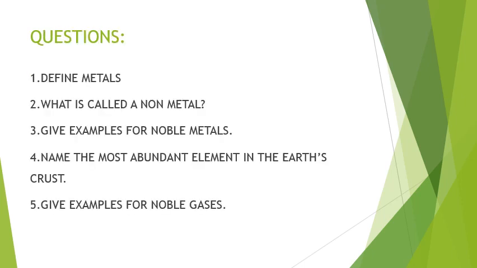Here I have given you some questions, so read these questions carefully and write the answers in an A4 sheet or in a separate notebook. Question number 1. Define metals. Number 2. What is called a non-metal? Number 3. Give examples for noble metals. Number 4. Name the most abundant element in the earth crust. Number 5. Give examples for noble gases.